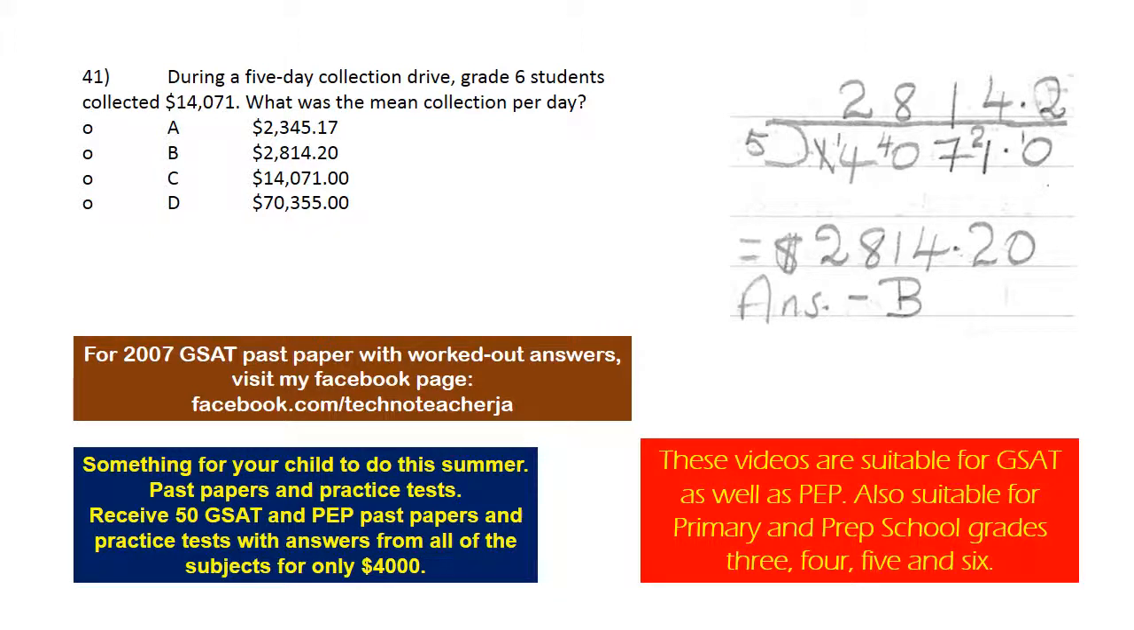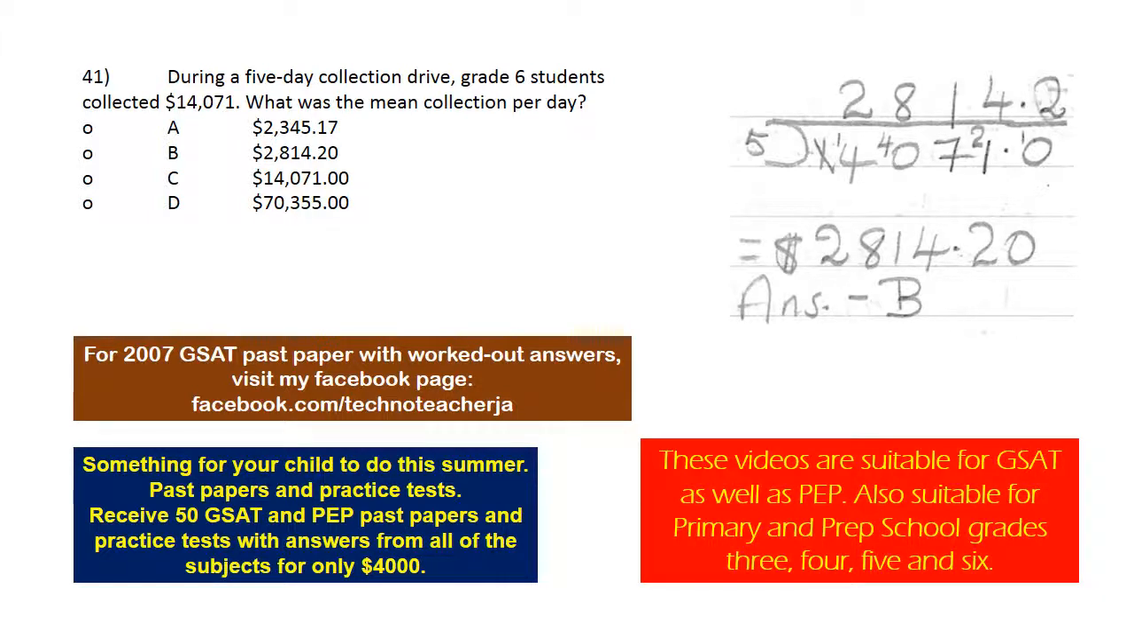Did you come up with the correct answer? Okay, to get the mean, you add up the total and divide by the amount of numbers that you totaled. In this case, it was a 5-day collection, which was already added. It was already told to be $14,071, so you don't need to add it again.